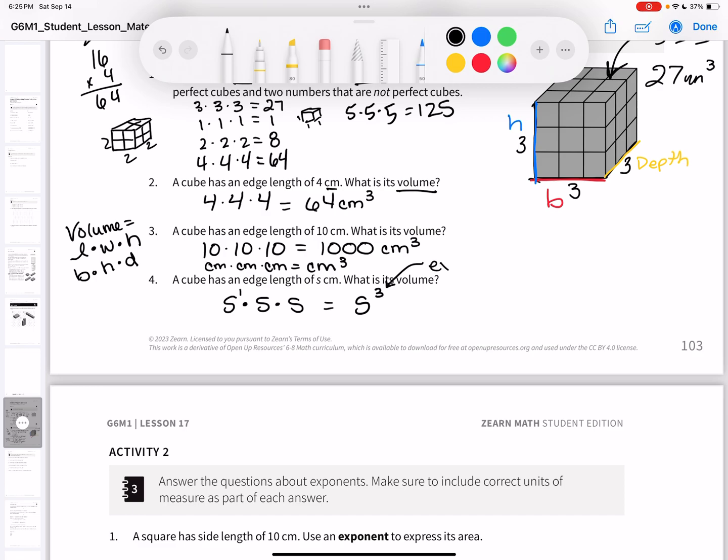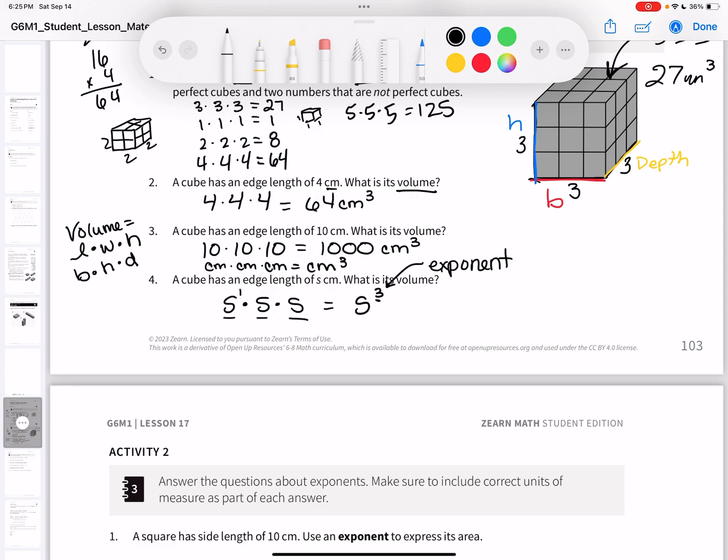S times S times S, you can also write it like this, S cubed. This is called an exponent. An exponent is that little number that we write, and that means that we are multiplying the number by itself however many times the exponent tells us to. So in this case, we're doing S times S times S, 3 copies of S.